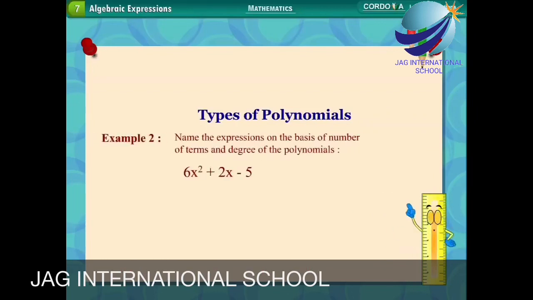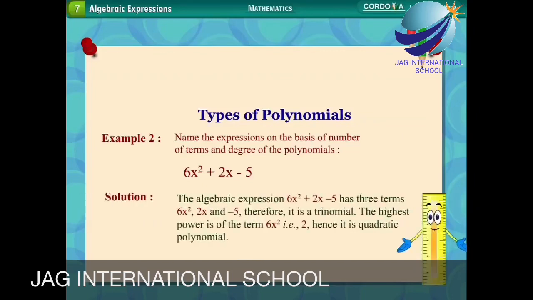Example 2. Name the expressions on the basis of number of terms and degree of the polynomial. 6x squared plus 2x minus 5. Solution. The algebraic expression 6x squared plus 2x minus 5 has three terms: 6x squared, 2x, and minus 5. Therefore, it is a trinomial. The highest power is of the term 6x squared, that is 2. Hence, it is a quadratic polynomial.